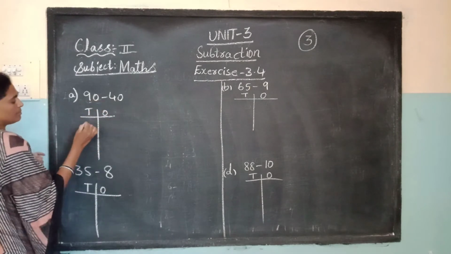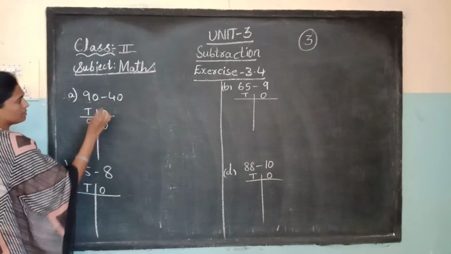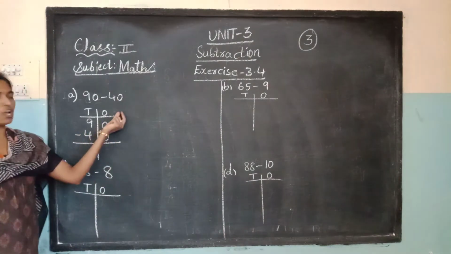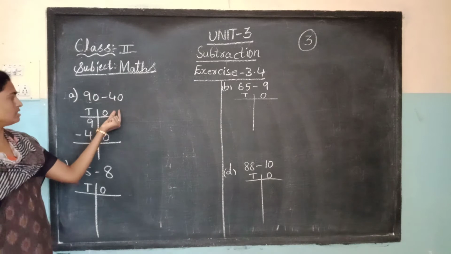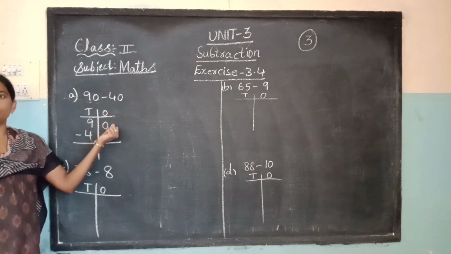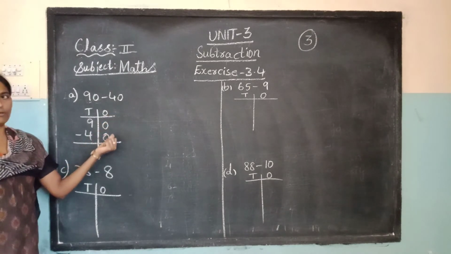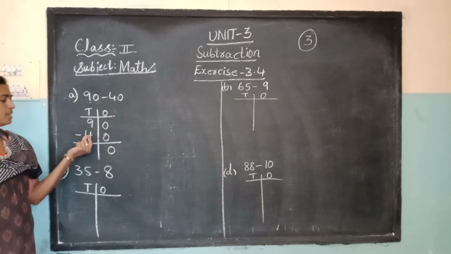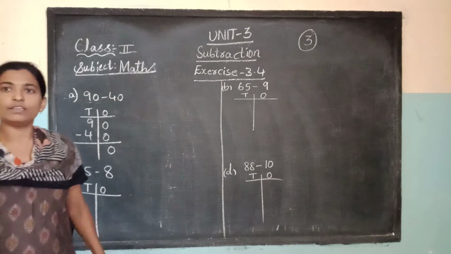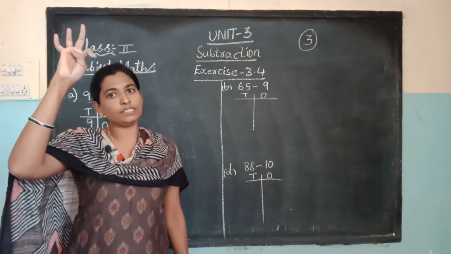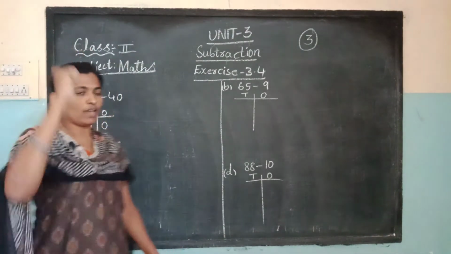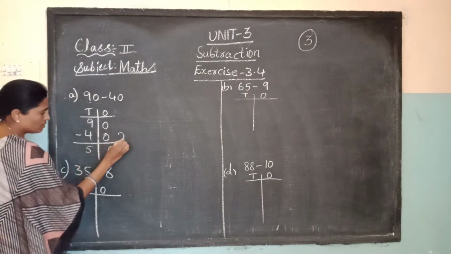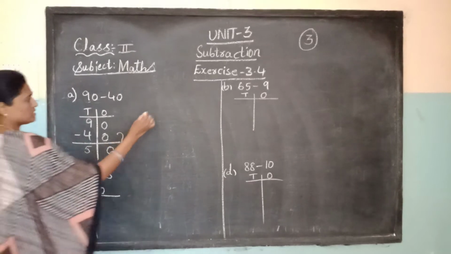What is the first number? 90 minus 40. Yes. From which column do you have to start? The ones column. In the ones column, what numbers are there? 0 minus 0 means 0. Next in the tens column, 9 minus 4. 9 in the mind, 4 on your fingers. 9, before it 8, 7, 6, 5. What did you get? 50.